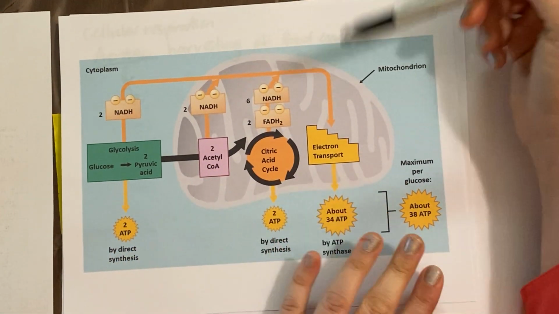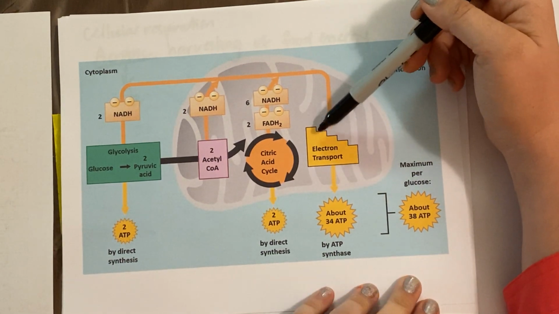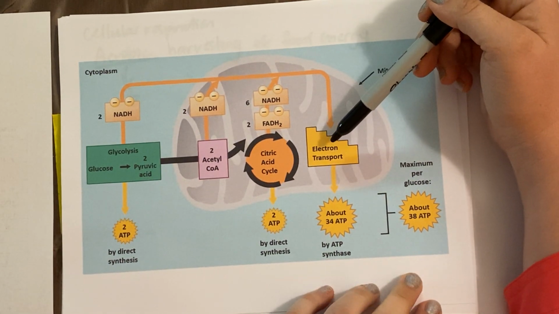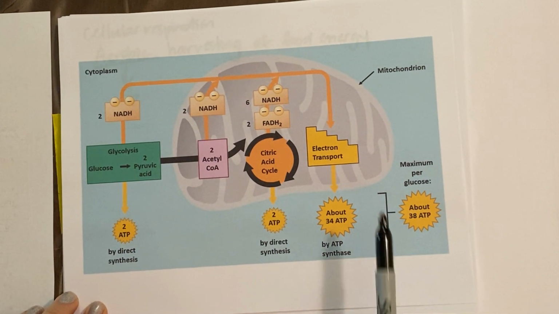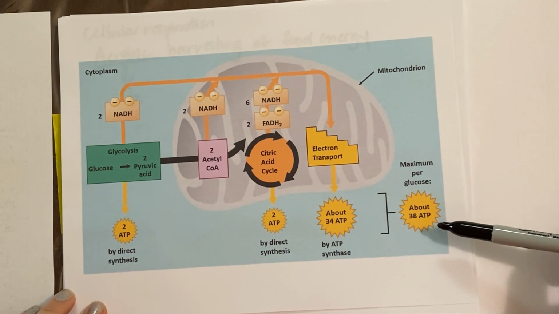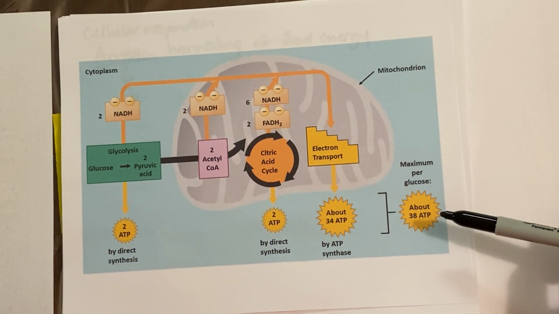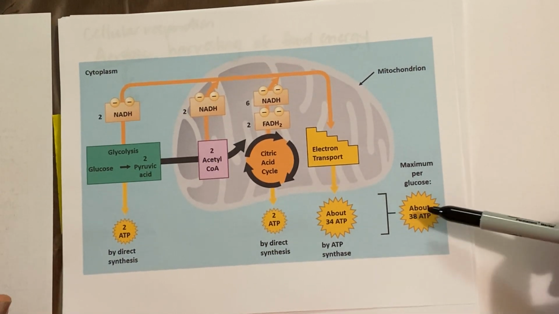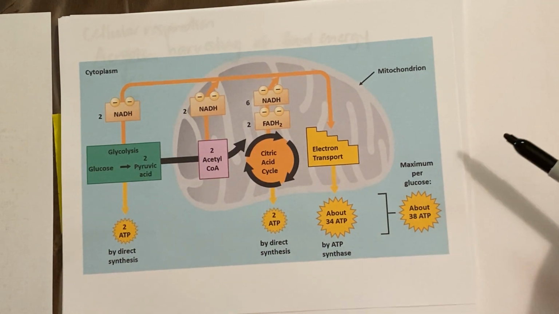The last step is called the electron transport chain, which we will talk about. This is going to be the major place where we make most of our ATP. You're going to notice that down here we have ATP amounts. We make about 38 molecules of ATP during cellular respiration, but that can vary depending on many things. I'm never going to ask you what the number of actual ATP molecules is, so don't worry about that.